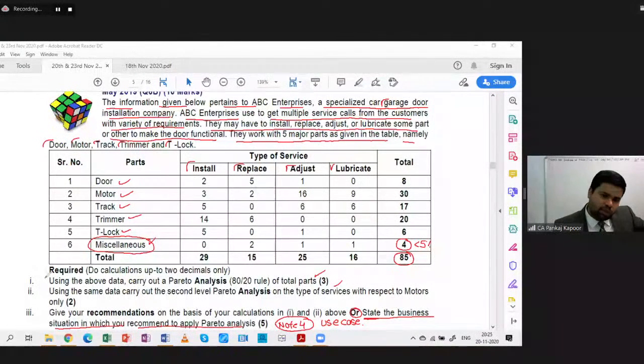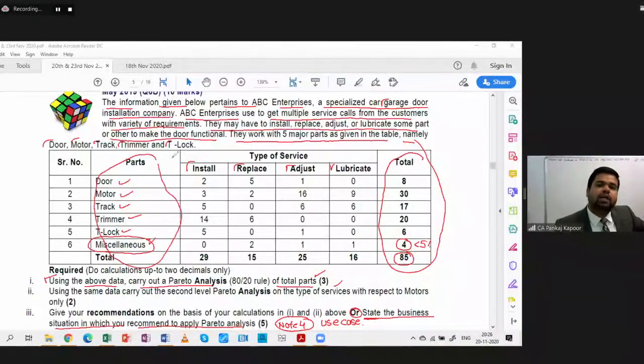Now read the first requirement along with me. Using the above data, carry out the Pareto analysis of the total parts. These are the total parts. He asked you to do the Pareto for the parts. These are the names of the parts and these are their numbers. Here we need to consider the part and the number. We need not consider the services; he asked about services in the second part. In the first part, he asked us to consider the number of the part as a percentage of the total calls received by ABC Enterprises.